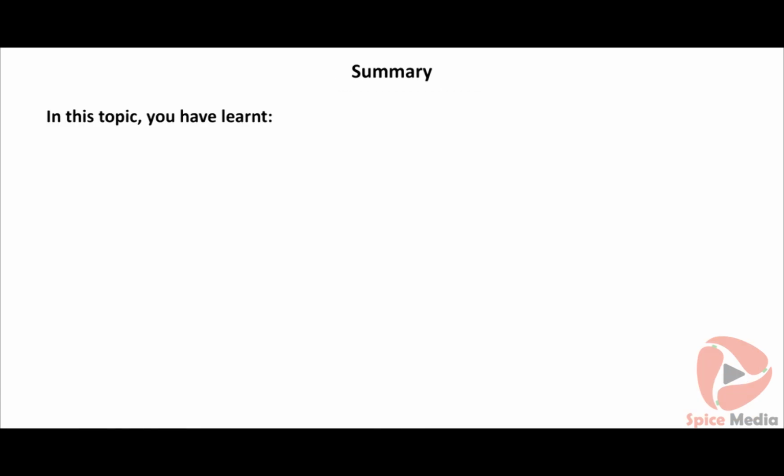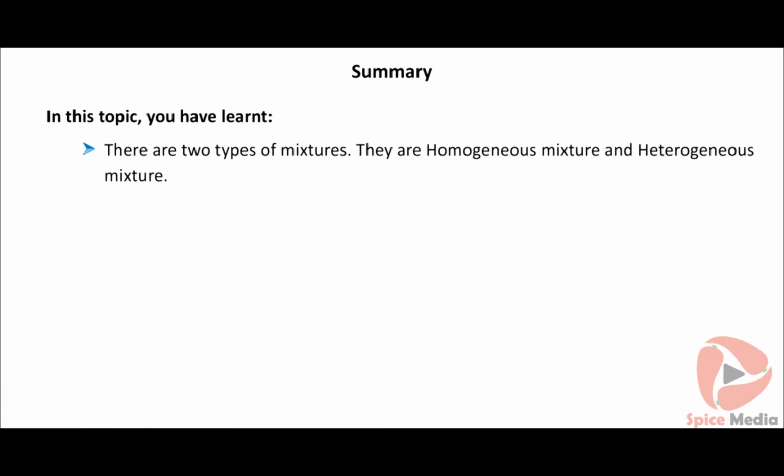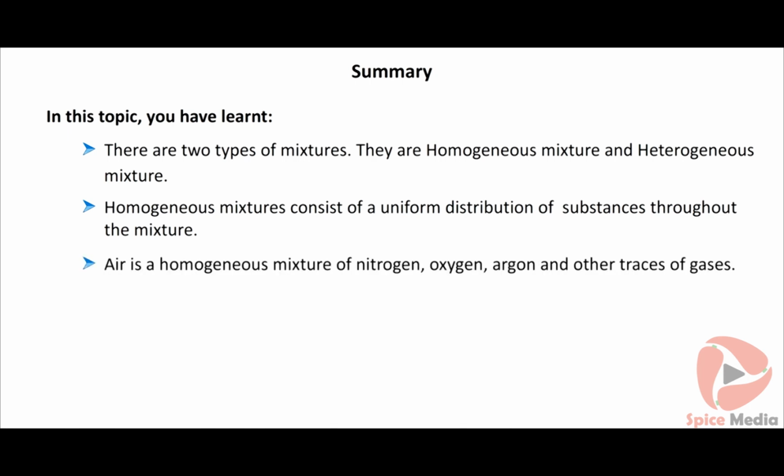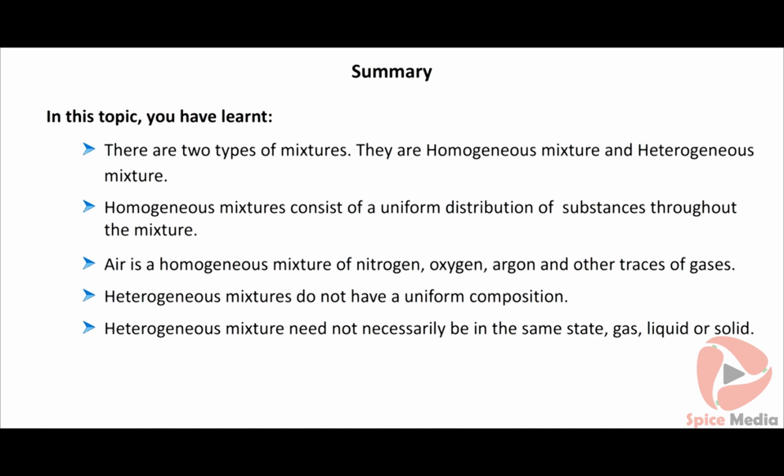In this topic, you have learned there are two types of mixtures. They are homogeneous mixture and heterogeneous mixture. Homogeneous mixtures consist of a uniform distribution of substances throughout the mixture. Air is a homogeneous mixture of nitrogen, oxygen, argon, and other traces of gases. Heterogeneous mixtures do not have a uniform composition. Ingredients of a heterogeneous mixture need not necessarily be in the same state: gas, liquid, or solid.